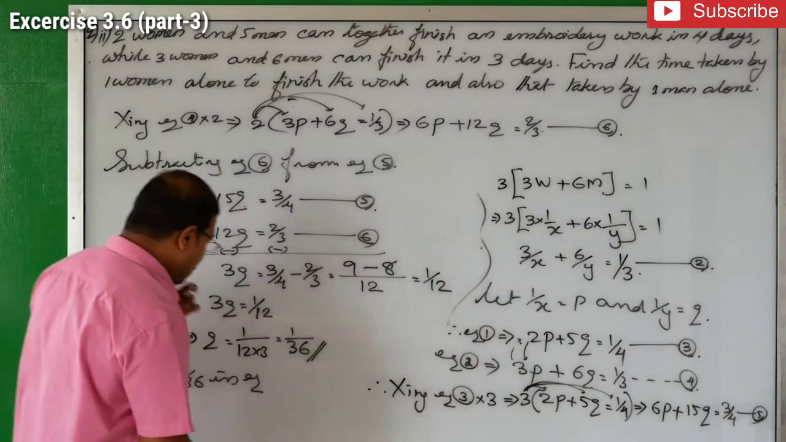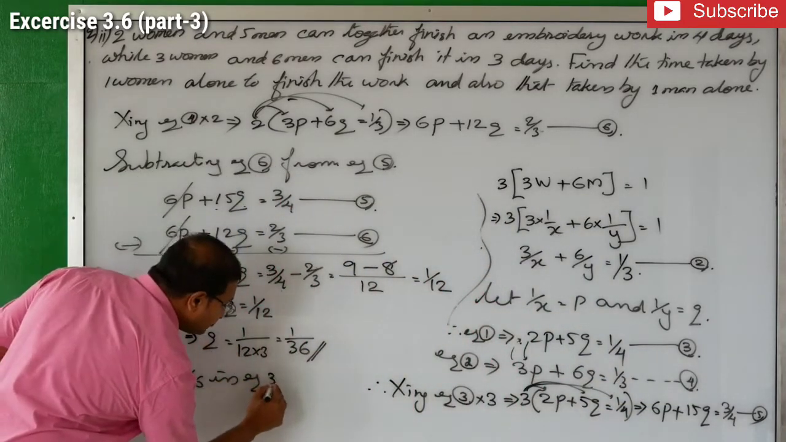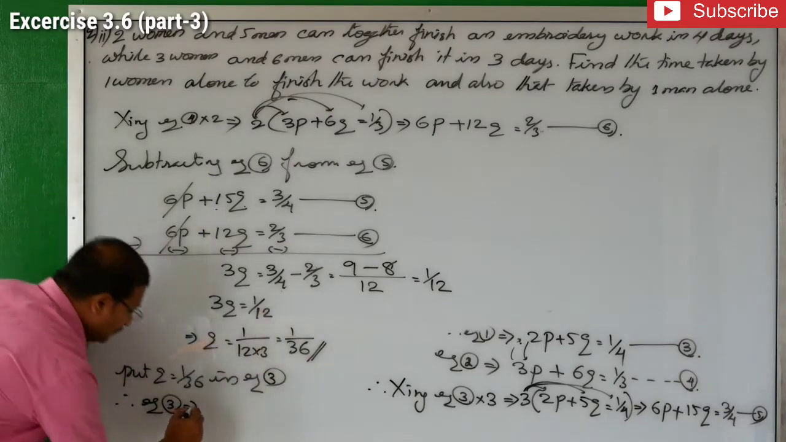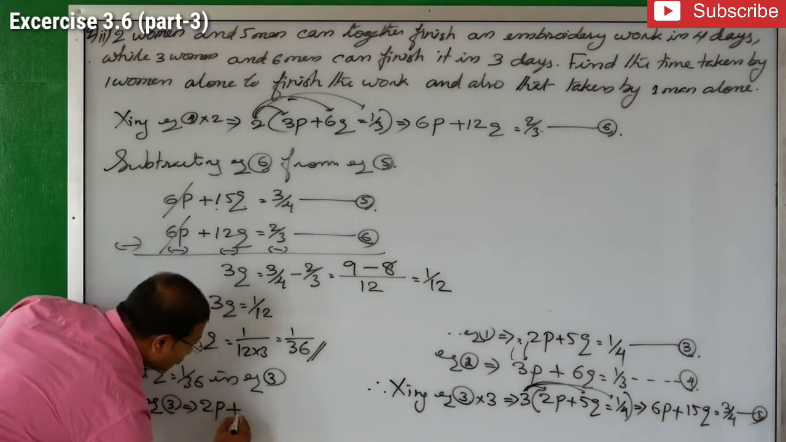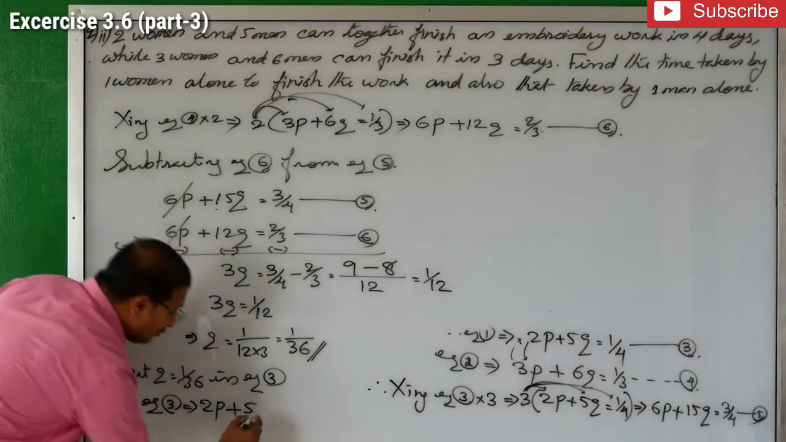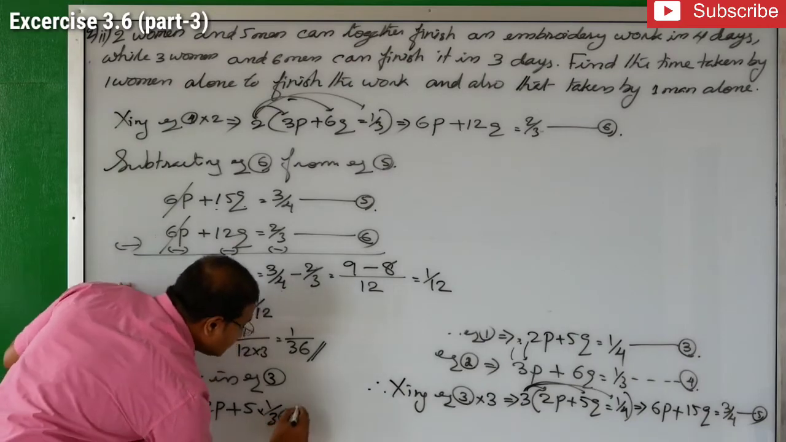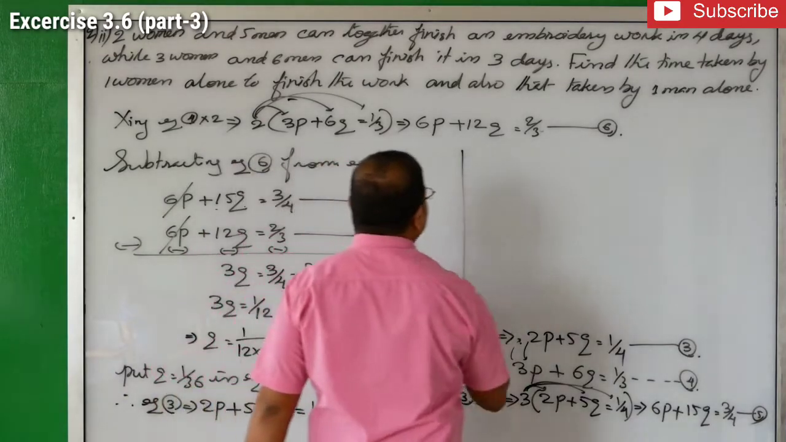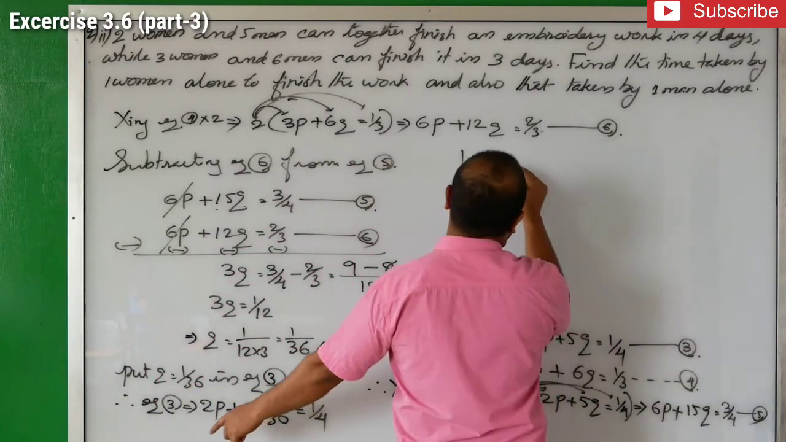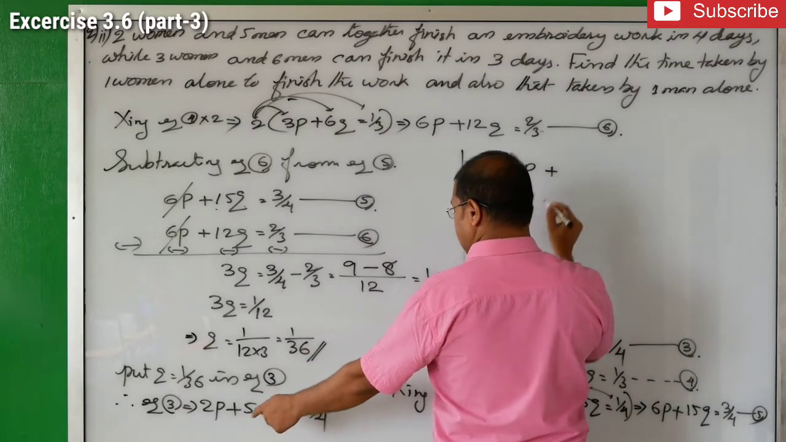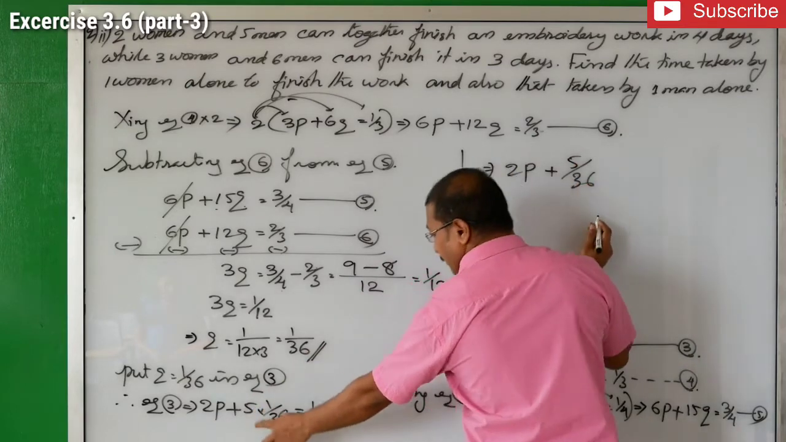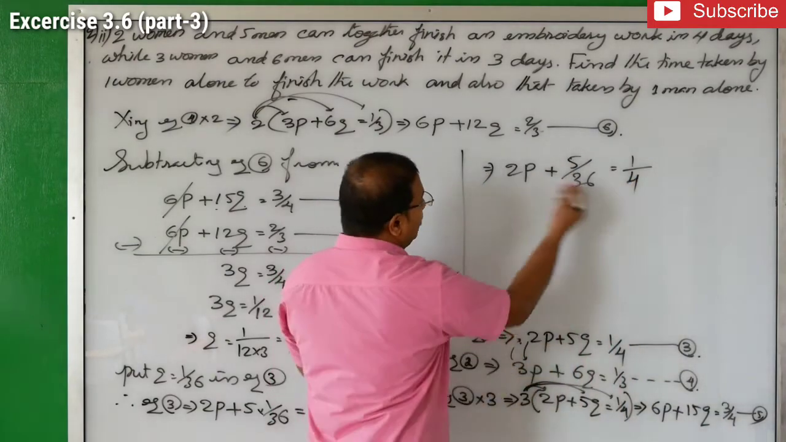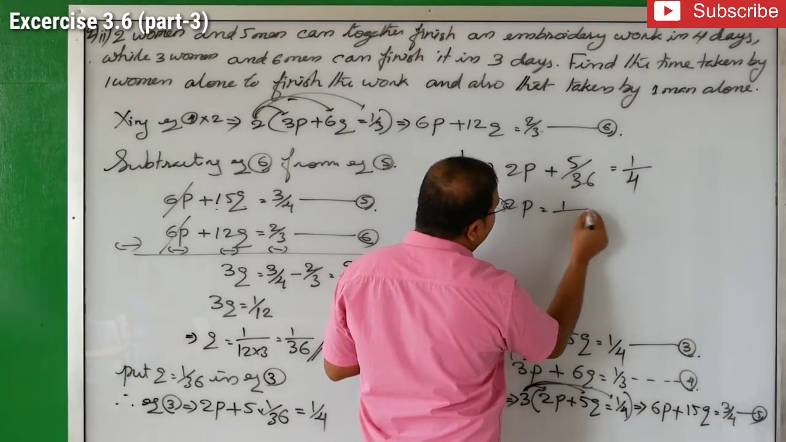What is the third equation? Put equation number 3. Therefore, equation 3 implies, what will happen to the third equation? That is 2p plus 5. In place of q, what will you write? 1 by 36 equals 1 by 4. Ready? This implies 2p plus 5 by 36 equals 1 by 4. Ready? Now, 2p equals 1 by 4 is already there.